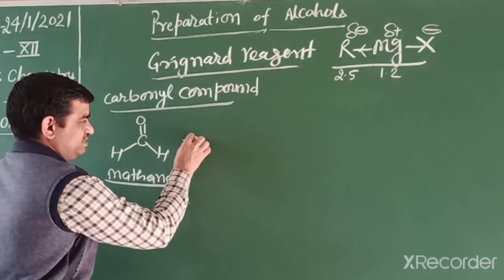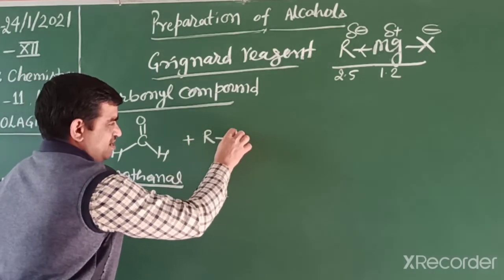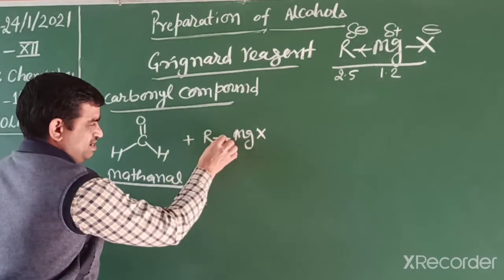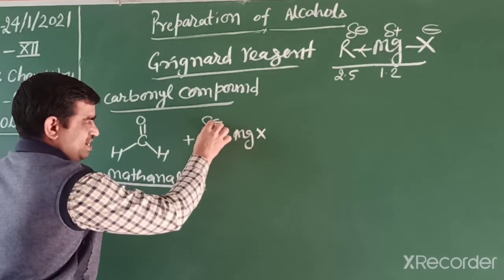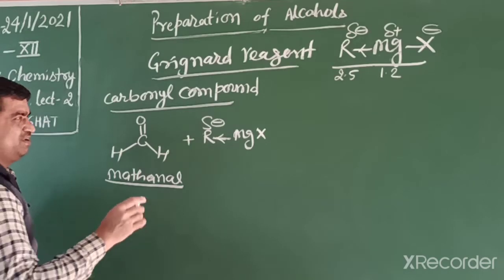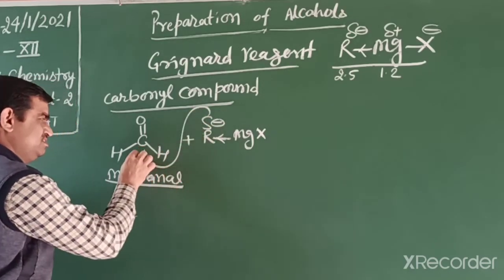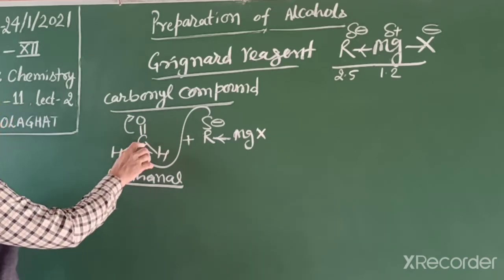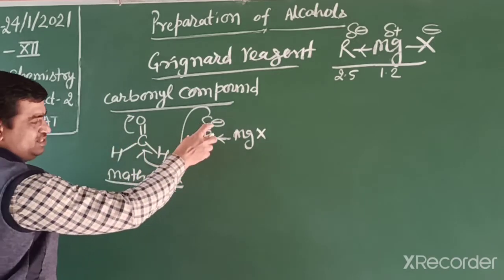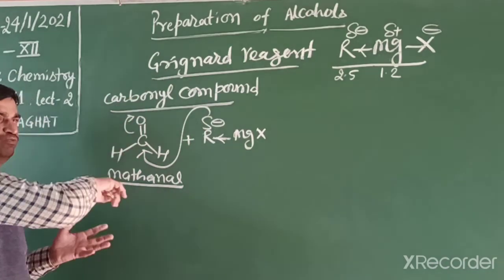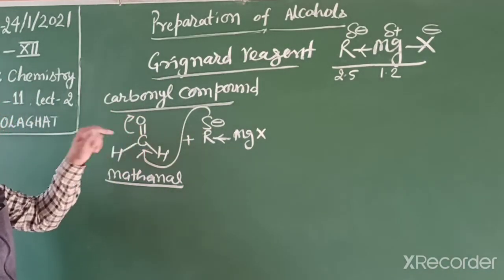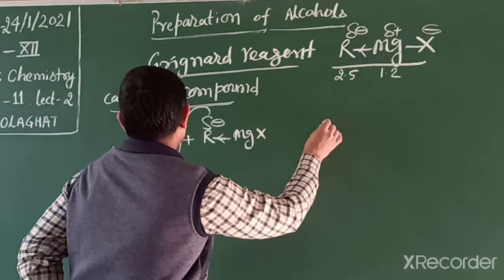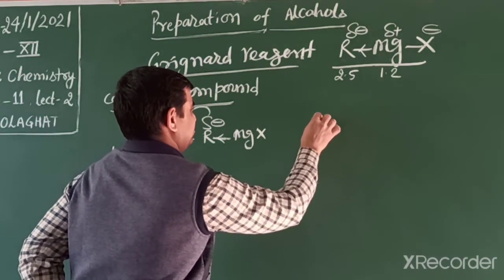When it reacts with Grignard reagent RMgX, what happens? This R has a negative charge and acts as a nucleophile. So first a nucleophilic addition reaction occurs, because it is a planar geometry. This nucleophile can attack from the top or bottom. It is planar, sp2 hybridization. So we get this type of compound in this reaction.